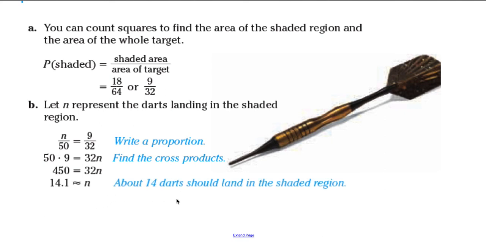So about 14 darts should land in the shaded region, given the probability of 9 out of 32, and you are throwing 50 darts. Okay? So let's go back to our original problem, the beginning of the lesson. Let's try to solve that.